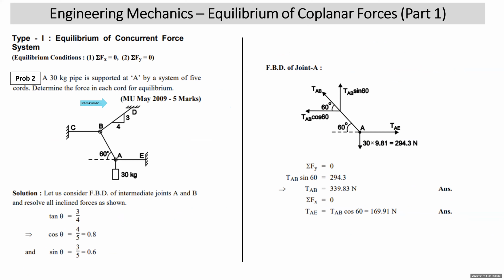Yeah. Now you can see that here. Now I've just taken the previous slide. You can see that here this is 3, 4. So I was showing that tan theta is 3 by 4, and cos theta will be then 4 by 5. Sin theta is 0.6.